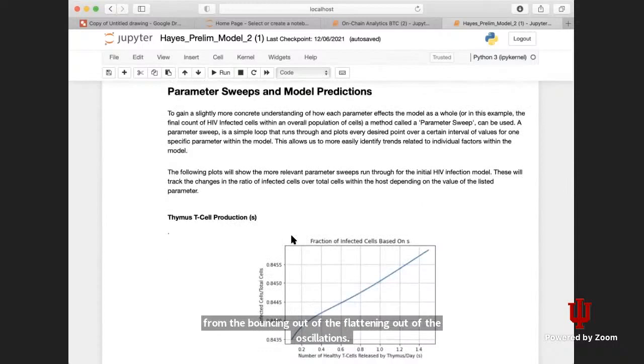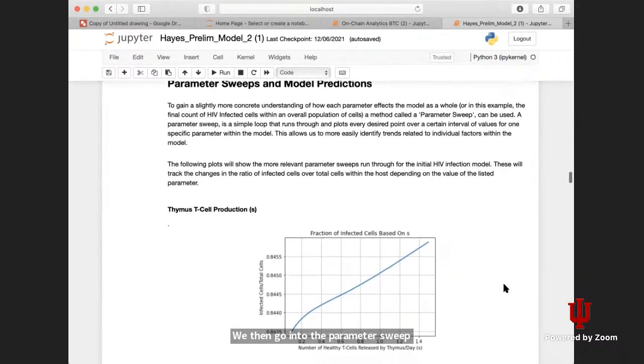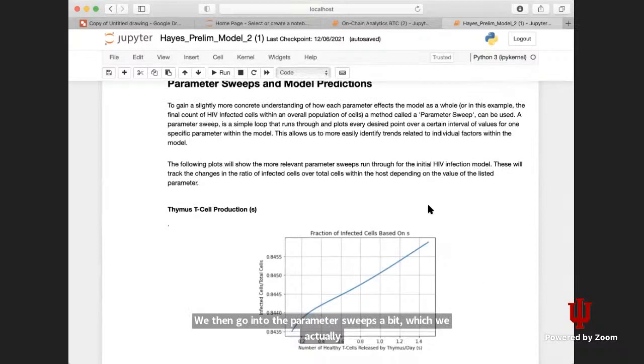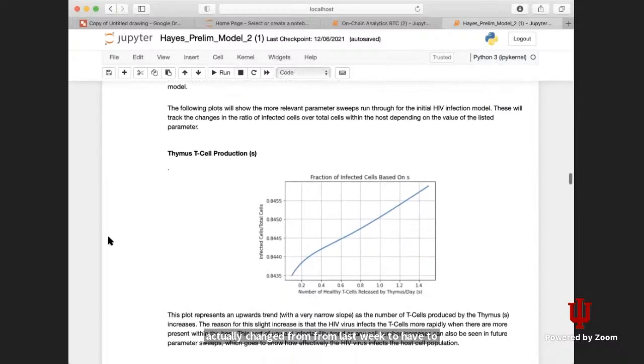We then go into the parameter sweeps a bit, which we actually changed from last week to represent the fraction of infected cells based on these parameters, which is a bit different. So as you can see, as the thymus or T cell production increases, the overall fraction of infected cells increases, which is interesting because T cells are the healthy cells that the thymus is producing.